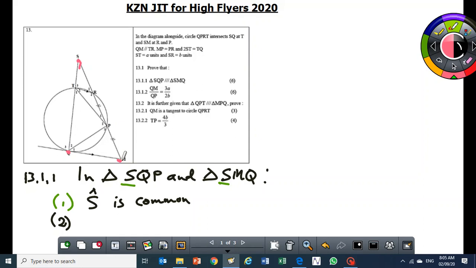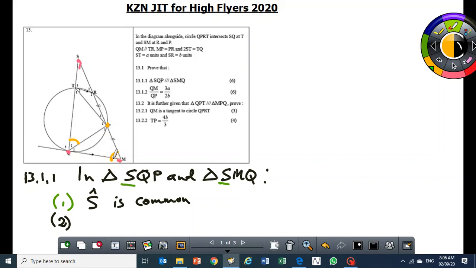Okay, let me try and draw them. But now if I draw, I end up messing up some of the numbers there. Okay, I won't do that. So I'll just leave it like that. So you've got your two triangles, SQP and SMQ, right? Now, SQP is this whole angle. Then SMQ is this angle.